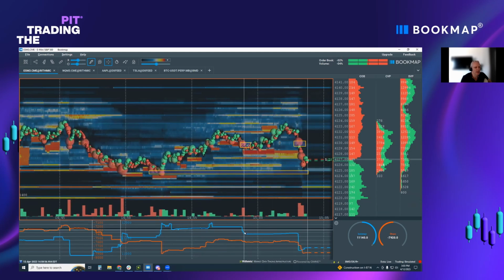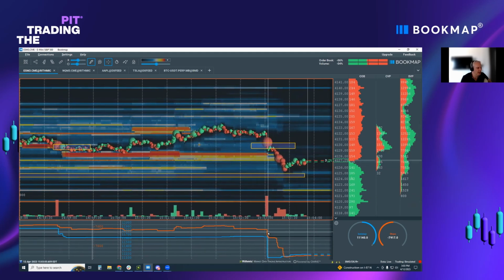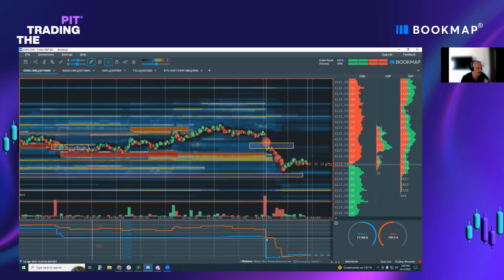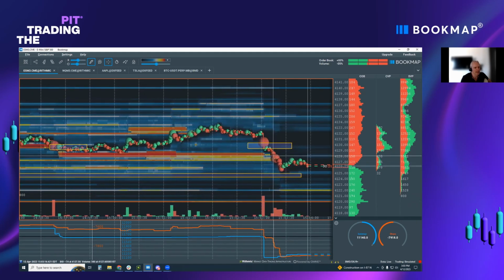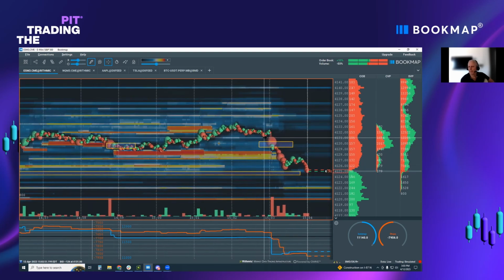Now we know that there's some larger player activity in here. So let's see, and look at this beautiful stop run here to the downside. A lot of stops in there.